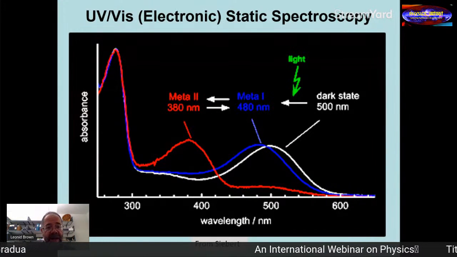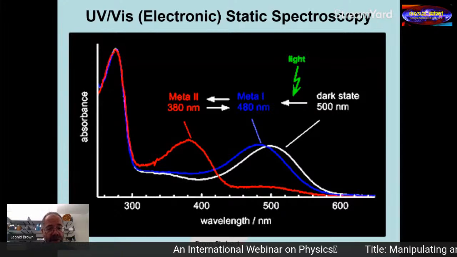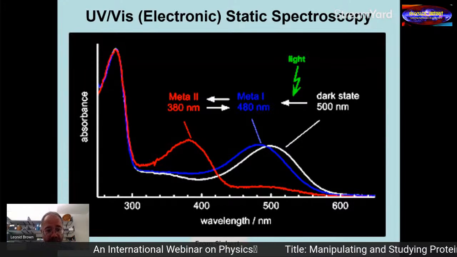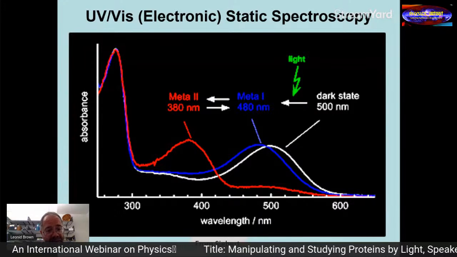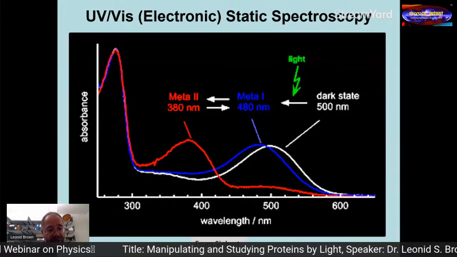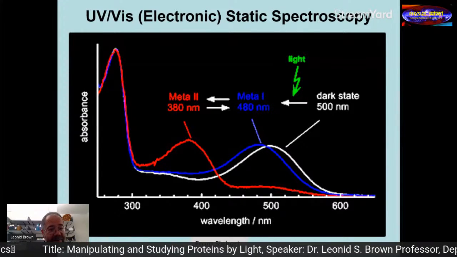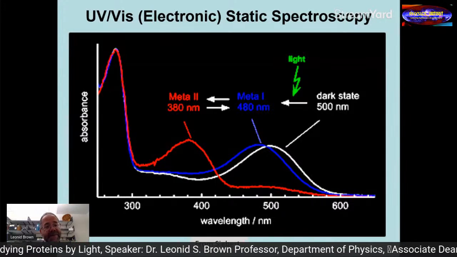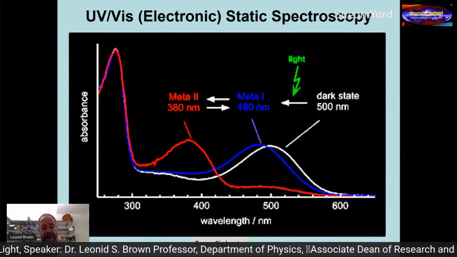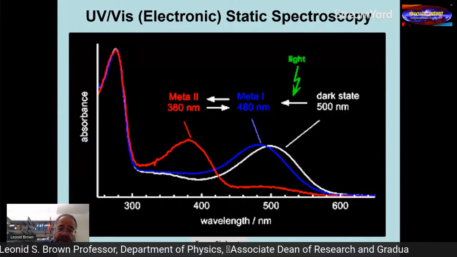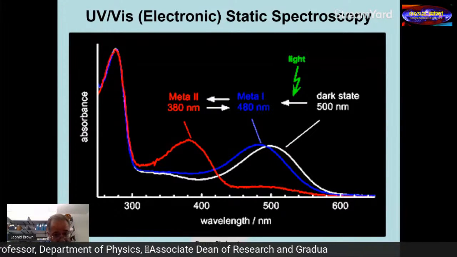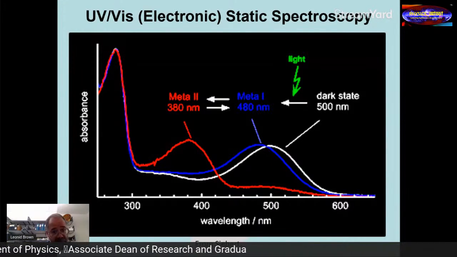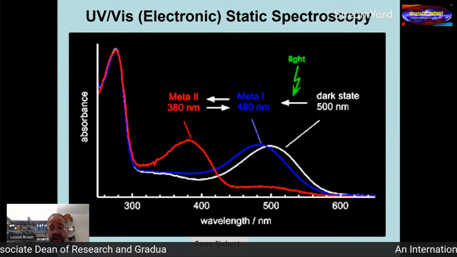So here is an example. Here is your visual rhodopsin, which we have in our eye. When you shine light on it, it changes from a red pigment to a yellow pigment, which absorbs in the near UV. And this is actually the active state, which signals to your brain. This is simple, of course, but still can be very useful for studies of your proteins.